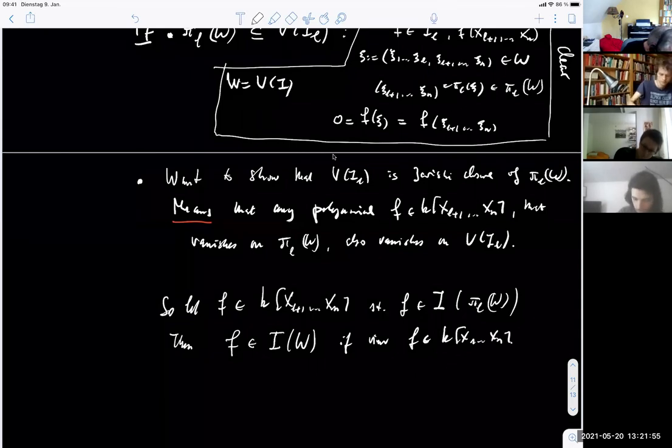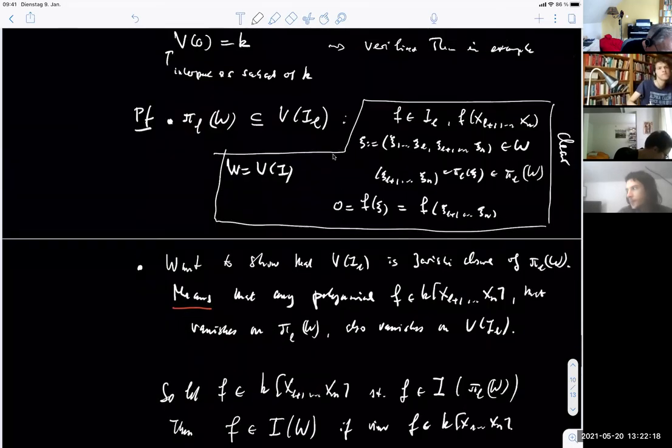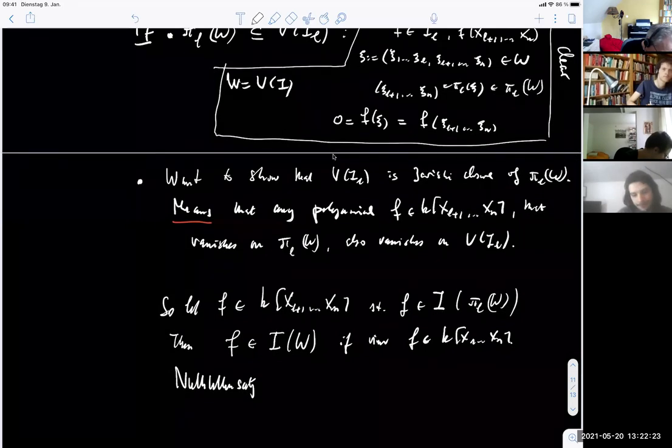Now comes the, right, now I use the Nullstellensatz. Okay, so I see my, now I have the mess with the, I should have called the I_L, J_L. It's a kind of a mess.